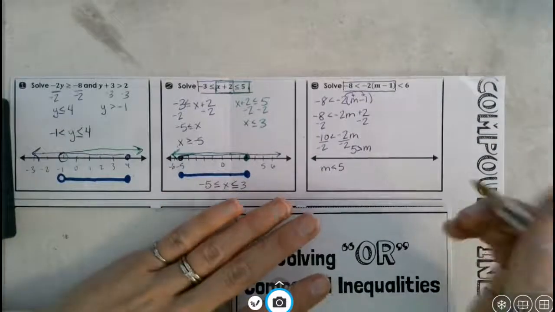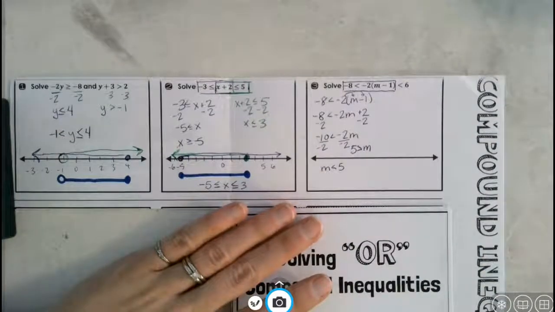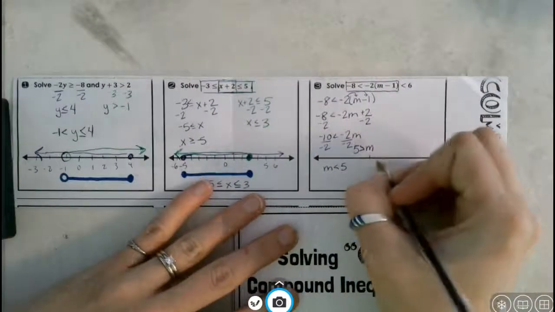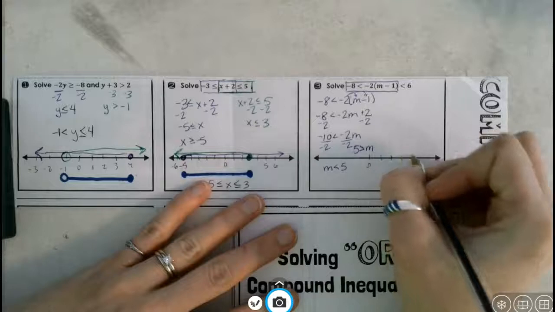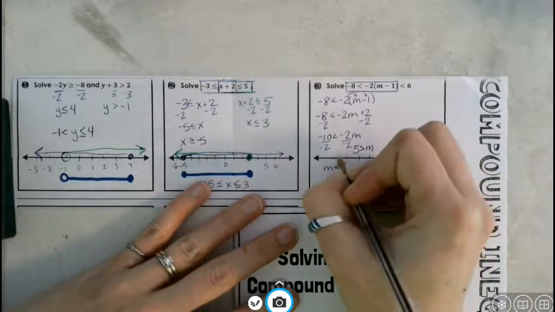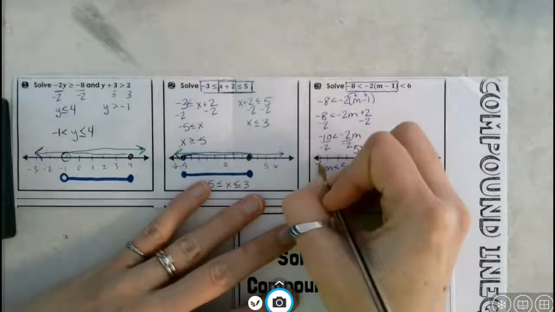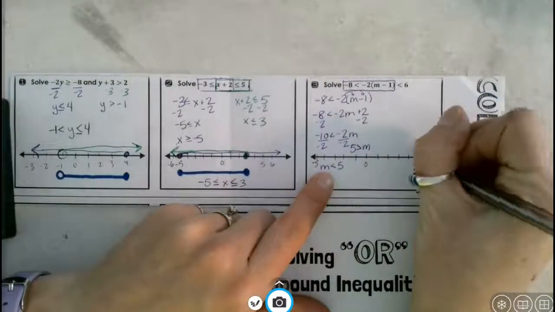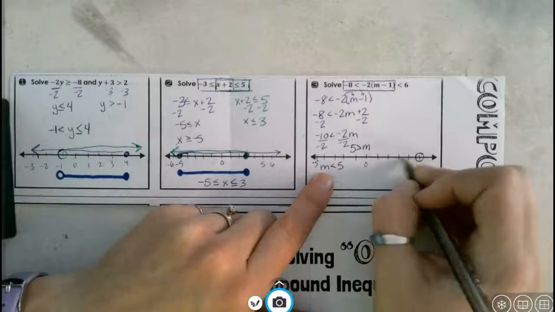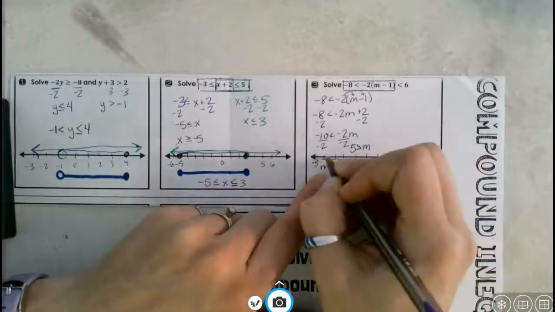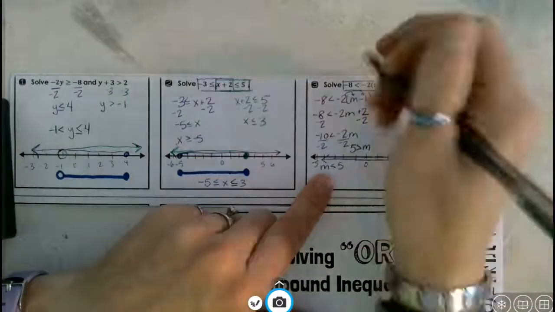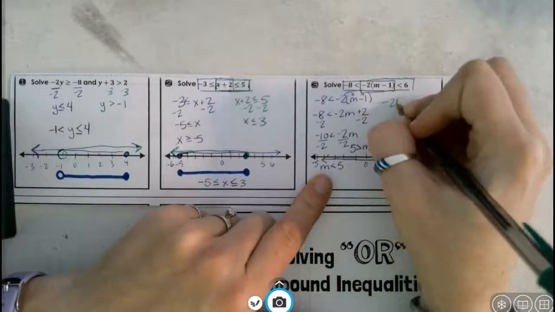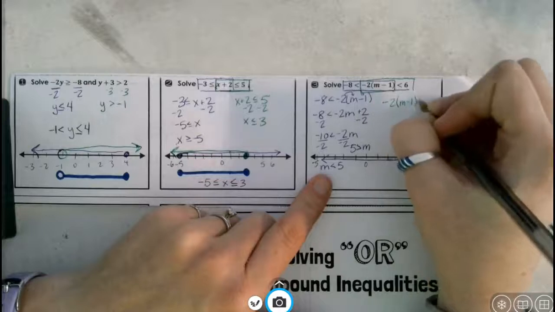So let's go ahead and graph that one as well. So there's my 0. So there's negative 5. So I see that I have m is less than 5, so it's an open circle on 5, and it's going to be shaded to the left. Okay, let's look at the second piece of this inequality. Negative 2 times the quantity m minus 1 is less than 6.